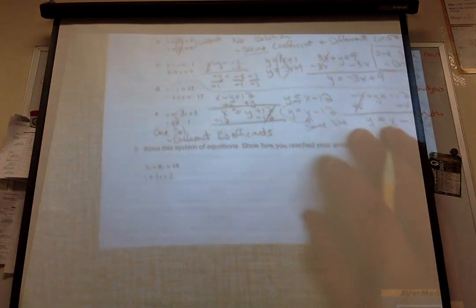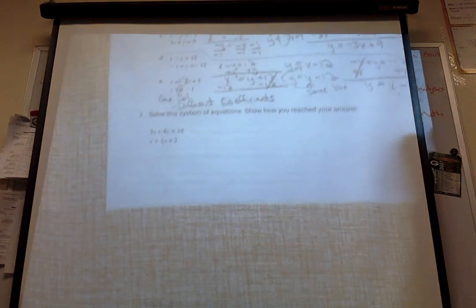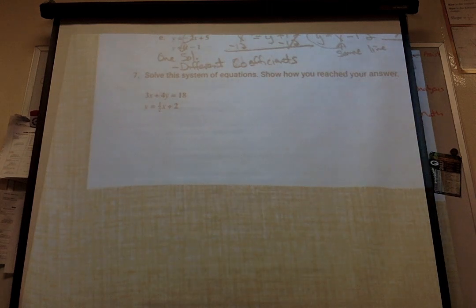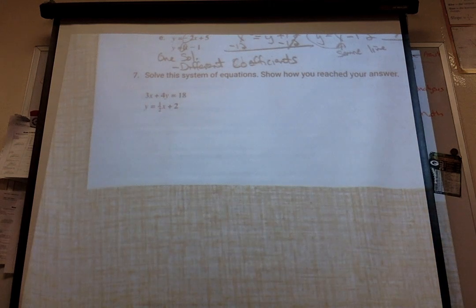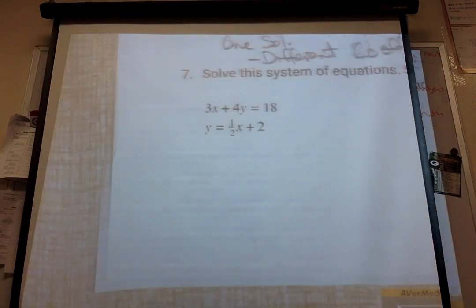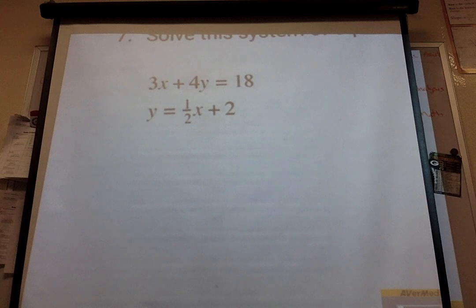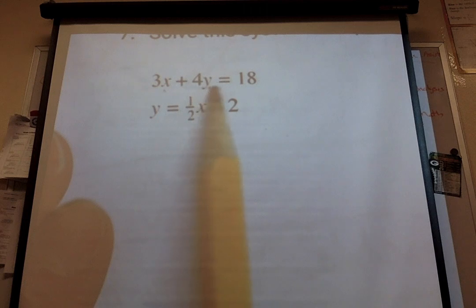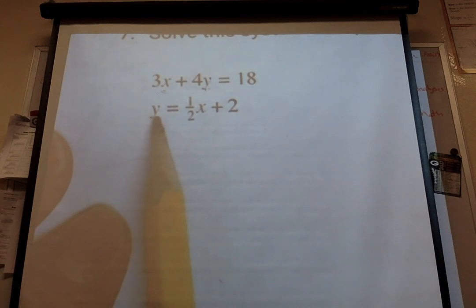Okay, then we have one last one on this page. It says solve the system of equations, show how you reach your answer. So here we go, number 7. So we have our system of equations, and what I'm going to do is zoom in here. I'm going to look at our two equations, and look for one that has a variable all by itself on one side of the equation. So this one we have both on the same side. Go down here, we have y by itself. Perfect, so I'm going to use this.